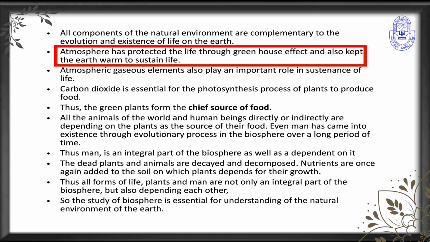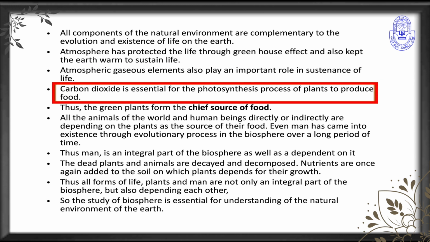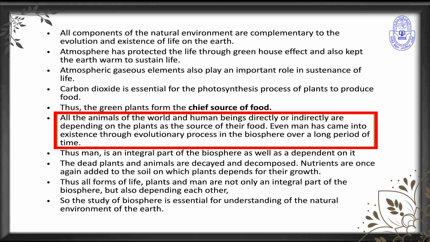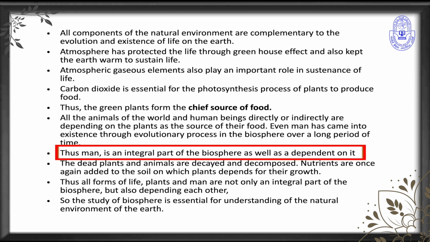Atmosphere has protected the life through greenhouse effect and also kept the earth warm to sustain life. Atmospheric gaseous elements also play an important role in sustenance of life. Carbon dioxide is essential for the photosynthesis process of plants to produce food. Thus, the green plants form the chief source of food. All the animals of the world and human beings directly or indirectly depend on the plants as a source of their food. Thus, man is an integral part of biosphere as well as he is dependent on environment.